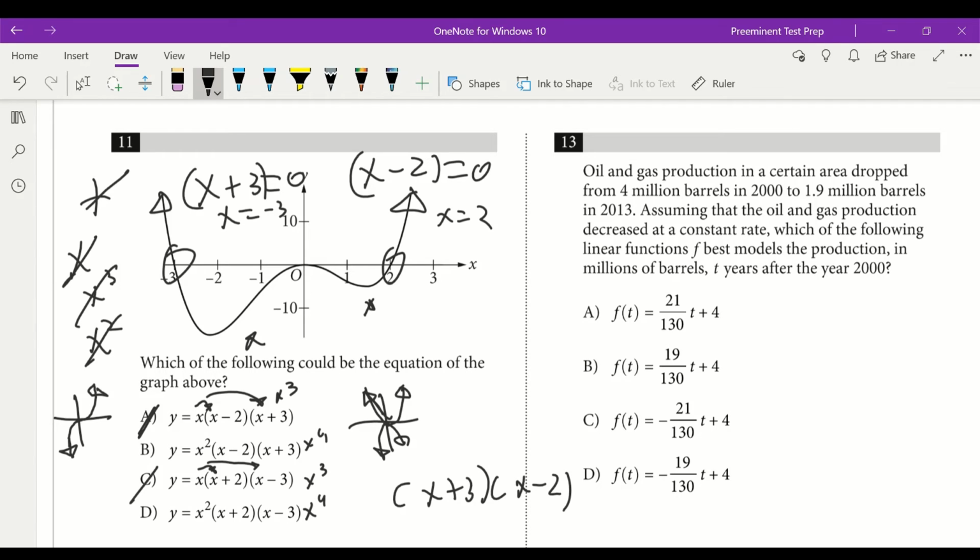Alright, so which equation has that between B and D? Well, I see that equation B has it. So my answer will be B.